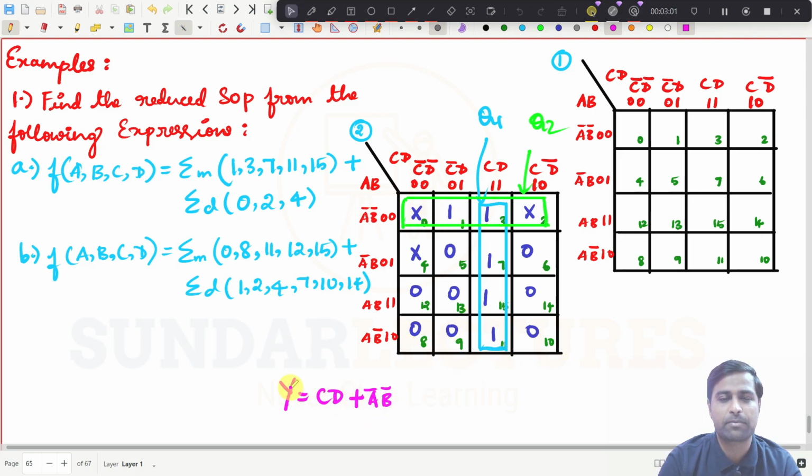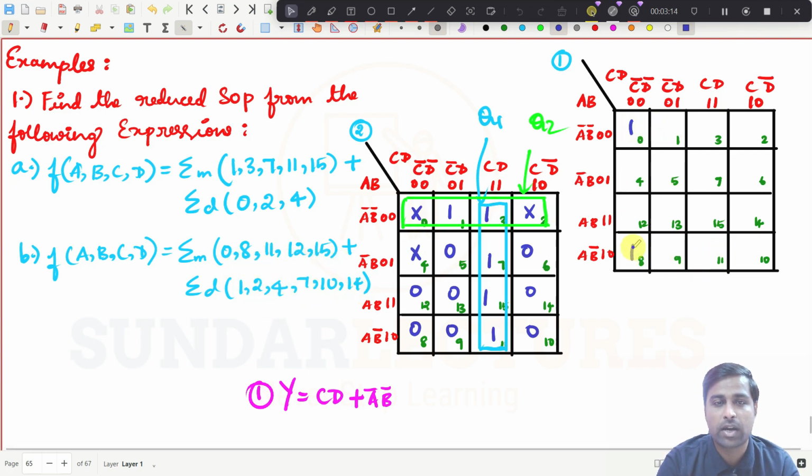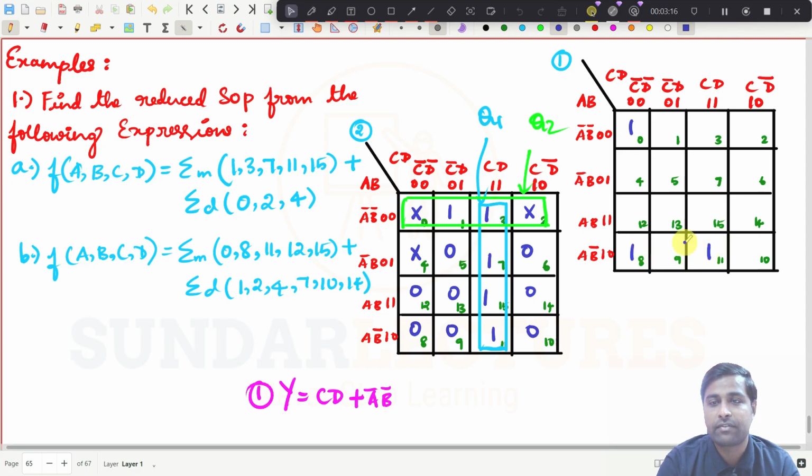Now this is the final expression for the first problem, and for the second one, maybe we try to write this one. What is this one? So this is the 1, and these are all x terms, right? So 0 0, and then for 8 it is 1, 11, and for 12, 15, and that's all, right?